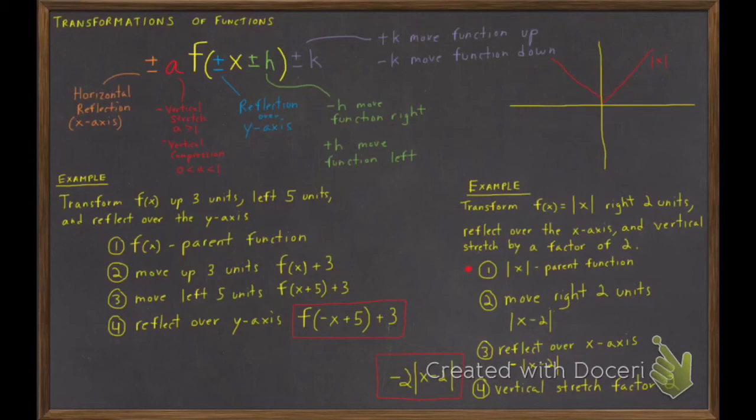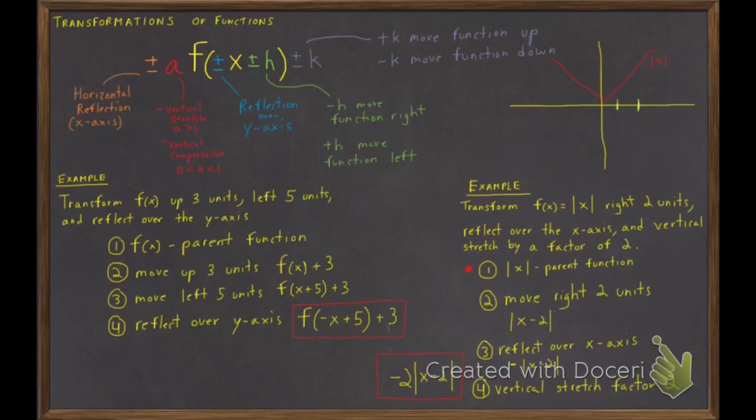So what did we do? Did we move to the left or the right? We moved right 2 units. So let's get 2 units to the right. So there's 1 unit. There's 2 units. Okay, so our point is right there. We reflected over the x-axis. And we vertically stretch by a factor of 2.